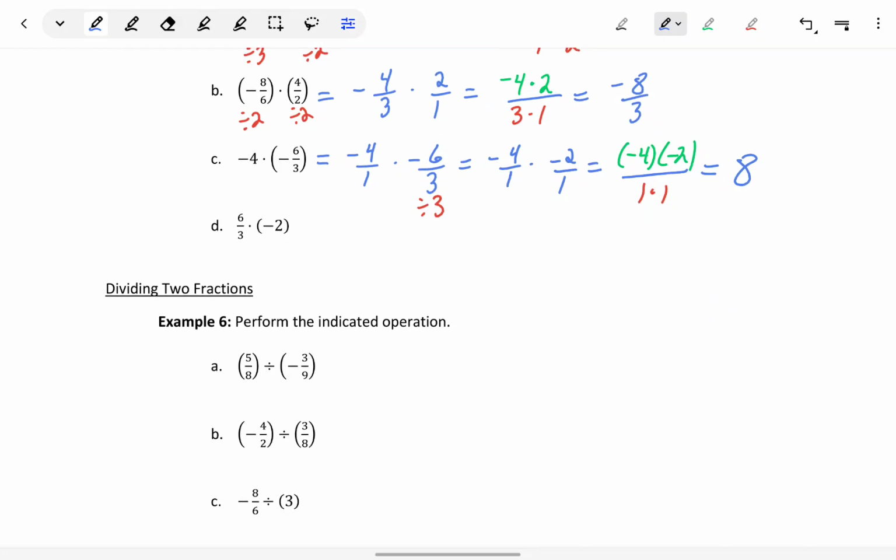In part D, we have 6/3 times -2. So we can again start by rewriting this integer as a rational number, which would be -2/1. 6 and 3, again, are both divisible by 3. So we'll end up with 2/1 times -2/1. Once we multiply together, our numerator will be 2 times -2 all over 1 times 1. So we end up with -4/1, or just -4.